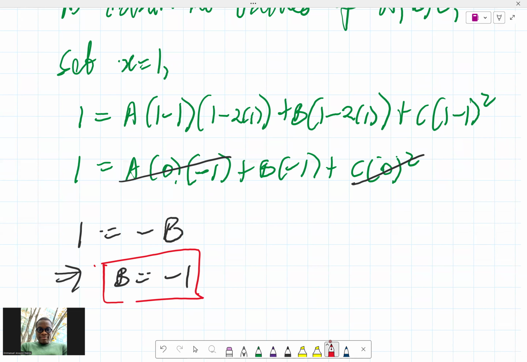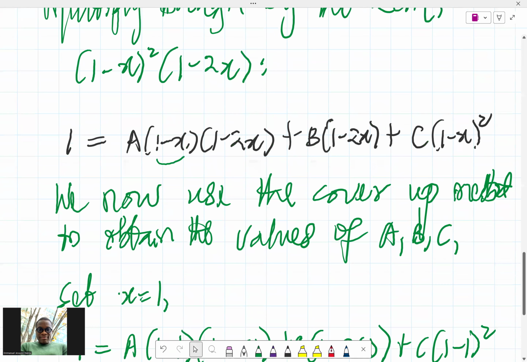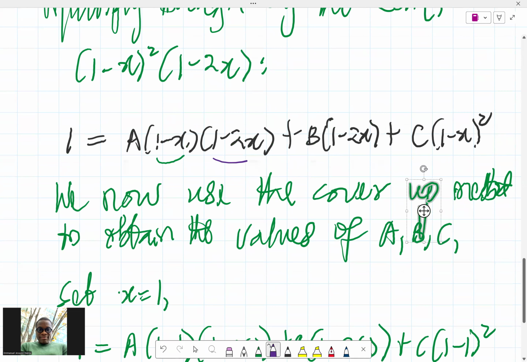So another thing we can do is this. We have set 1 minus x to 0. And what else can you set to 0? That's the idea of the cover-up method. You want to set terms to 0, one after the other, so you can eliminate possibilities. So here you have 1 minus 2x. That's the other term you have there.